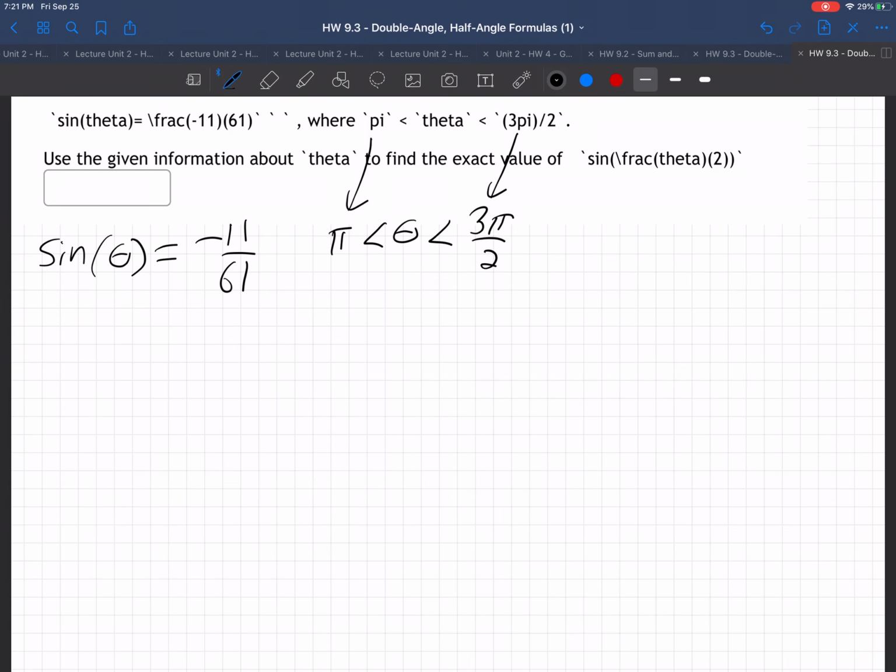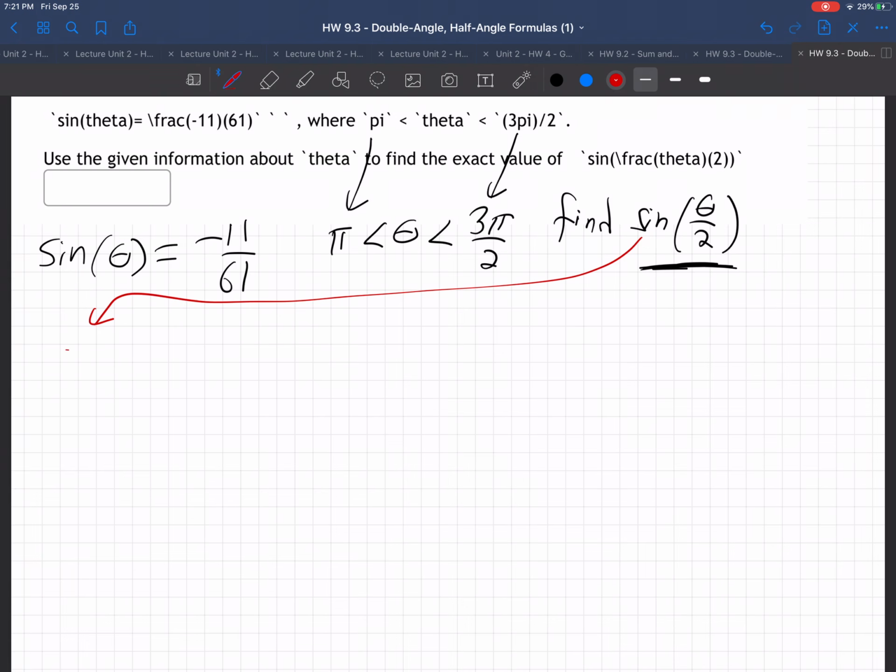Okay, use this information to find sine of theta over 2. That's what they want me to find: sine of theta over 2. Well, if that's what they want me to find, let me start there. So the sine of theta over 2, that's what they're asking for.